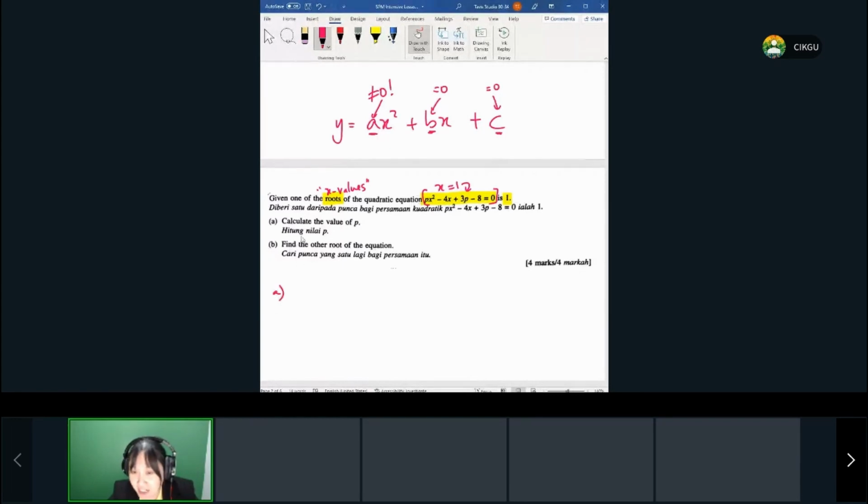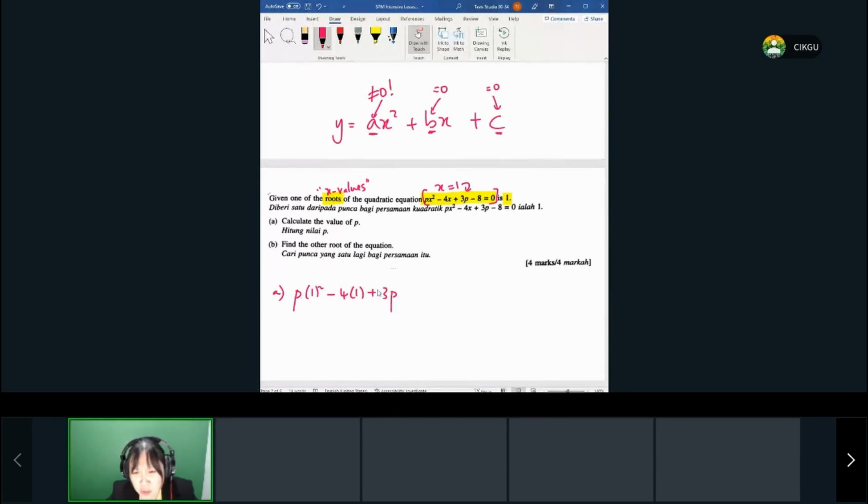Okay, part A, they ask to calculate the value of P. P is inside this equation. So let's sub our x as 1 into the equation first. Really, just sub directly, because they told me the x value is 1. Of course I can sub it in. So 1 squared minus 4 times 1 plus 3.